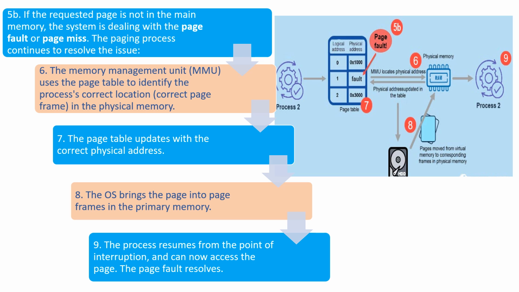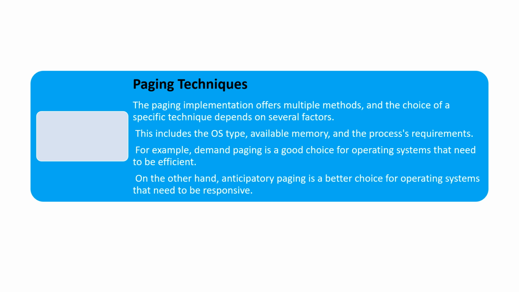So this is the scenario when there occurs a page fault or page miss, and the MMU resolves this issue by using the page table and identifying the correct location in the main memory, and brings the frames into the primary memory, and the process resumes from the point of interruption and can now access the page. So this is what the paging workflow follows. And now we can move to the paging techniques.